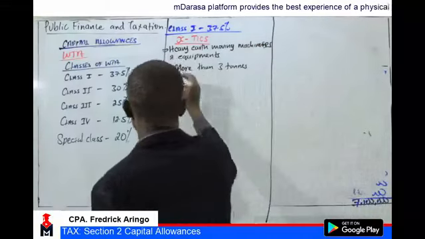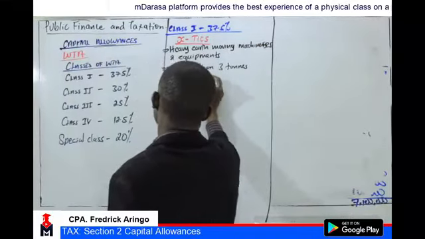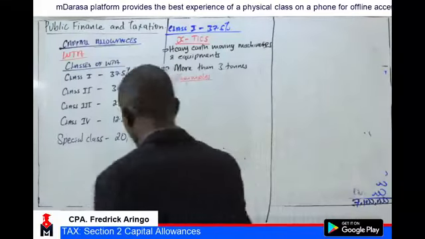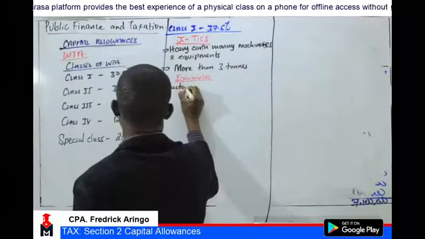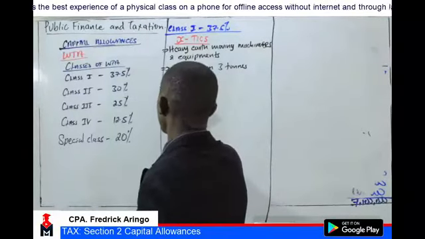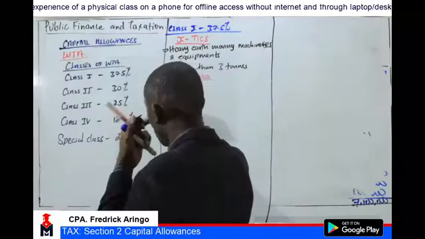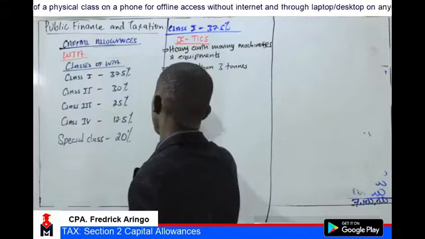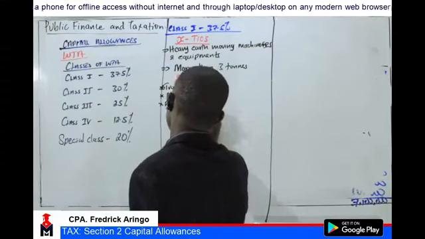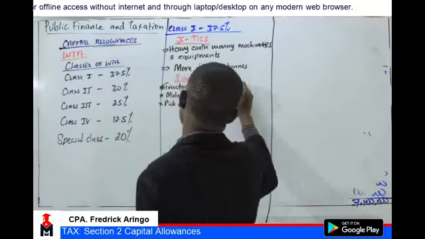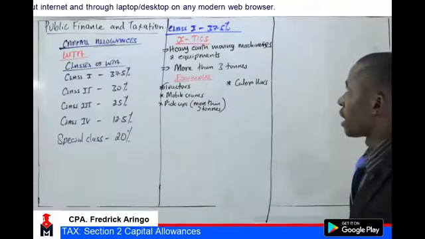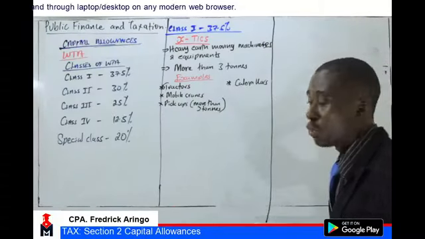Examples of such classes. We normally have so many examples, which will include tractors, for example. I'm not going to write all of them, I'm just going to mention some. Tractors being our number one element. We can talk of mobile cranes, pickups of more than 3 tons, and caterpillars, and so many other assets under class 1.